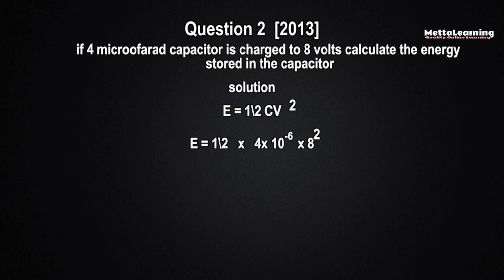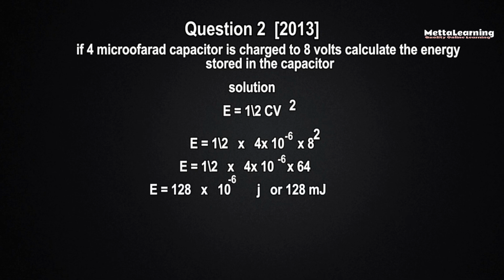So we can further get half times 4 times 10 to the power minus 6 times 64, because 8 squared is 8 times 8, that will be 64. When we divide through by 4 and multiply this together, we have 128 times 10 to the power minus 6 joules, which can also be written as 128 microjoules as our final answer.